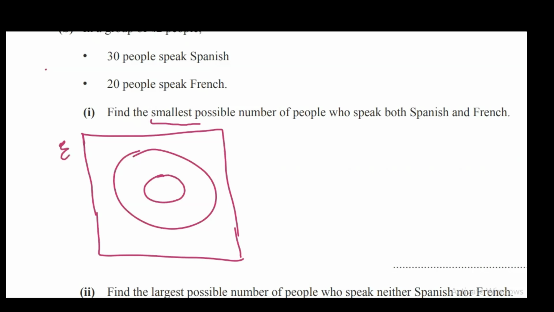30 people speak Spanish, sorry. So the Spanish set is greater than the set French. And 20 people speak French. So 20 is the least value. We have to write down 20 here. And Spanish is 30, 20 is already here, so we have to write 10. 10 plus 20 is 30 people speak Spanish and 20 speak French.